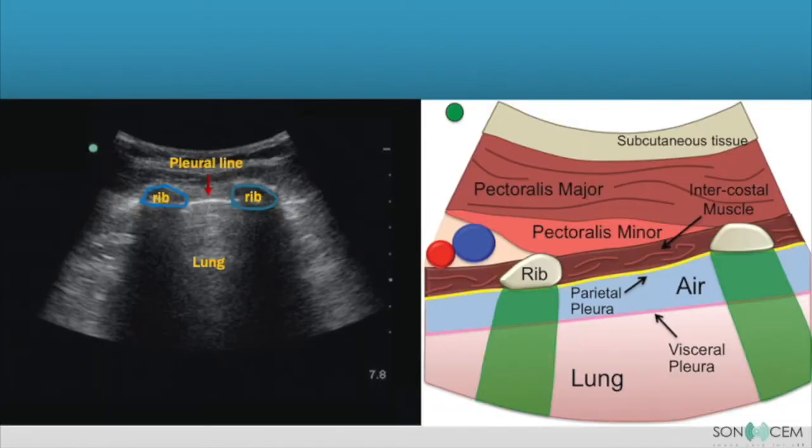This is a still image of the lung. The echogenic line here is the pleural line, and this is the rib, and this is the lung. This is what we expect to see in a normal lung.